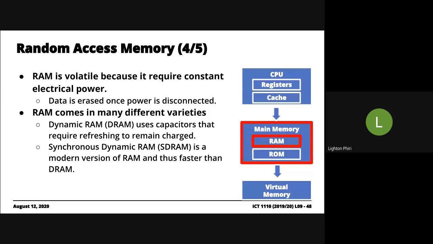Right. So we keep repeating ourselves here, and we'll continue repeating ourselves until we're done discussing primary memory. RAM, like most primary memory components, requires a constant supply of electricity, so that the data remains persistent on the memory component itself.